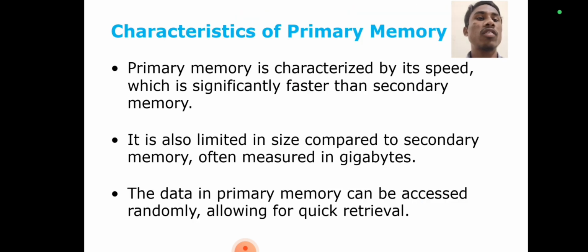Then characteristics of primary memory. What are the main characteristics of primary memory? Primary memory is very fast, significantly faster than secondary memory. That means it does not store data permanently. It is also limited in size compared to secondary memory, often measured in gigabytes. The data in primary memory can be accessed randomly, allowing quick storage and retrieval. These are the major characteristics of primary memory.